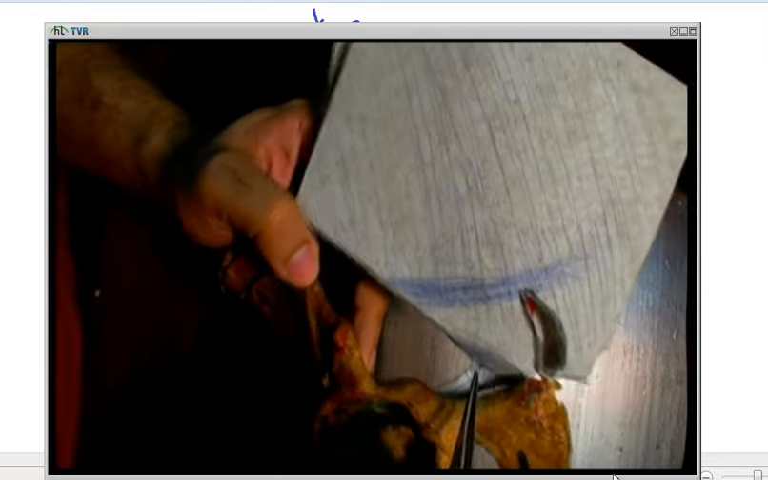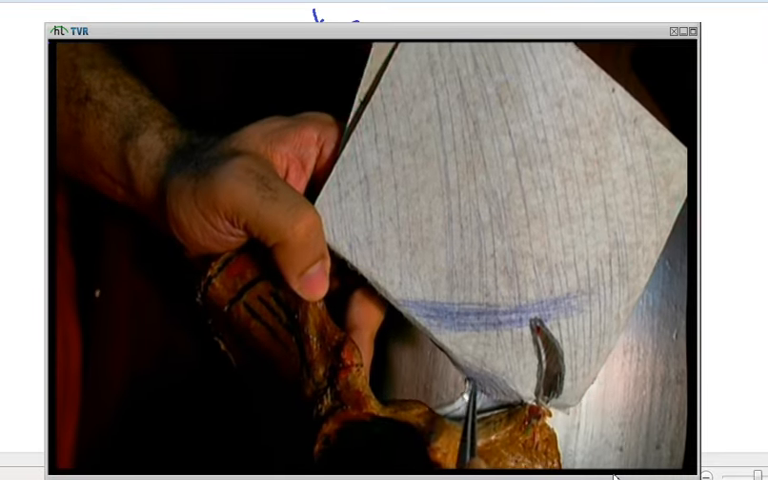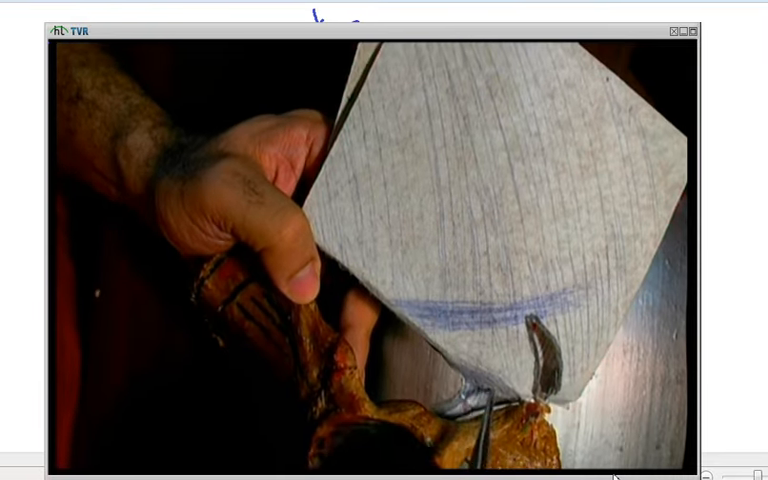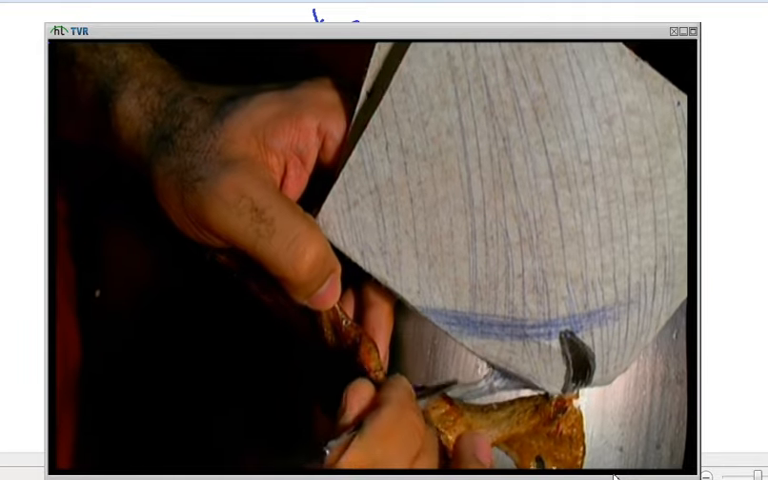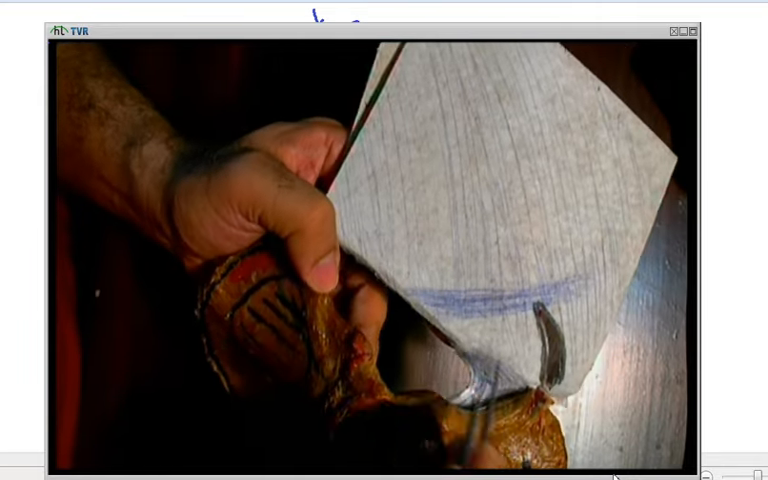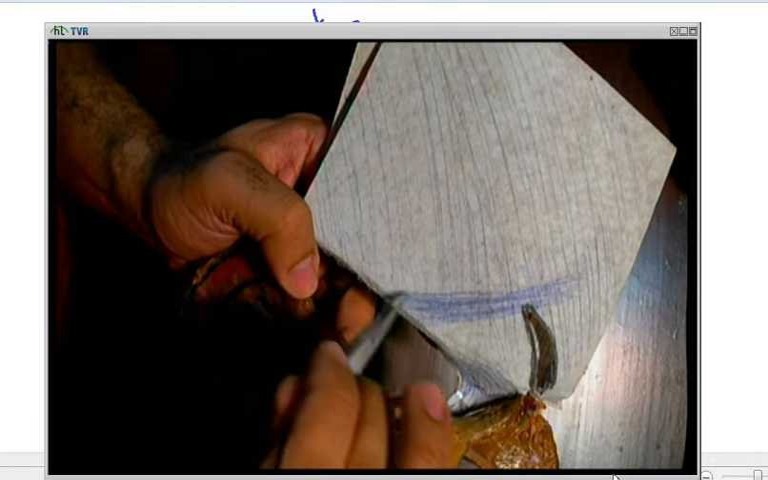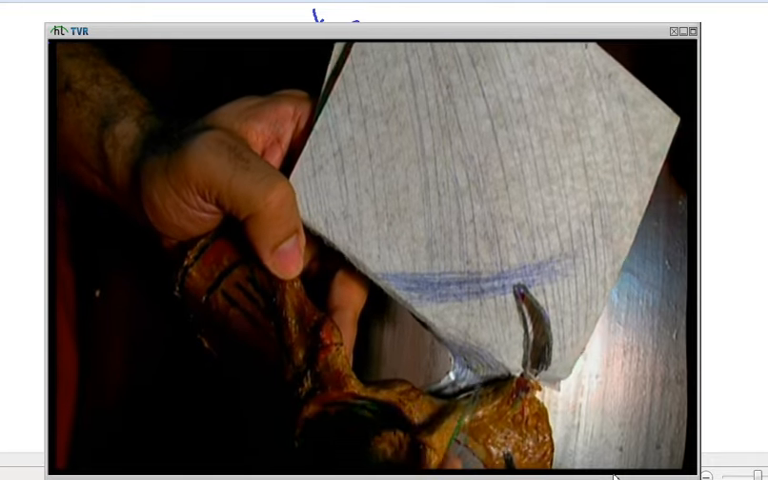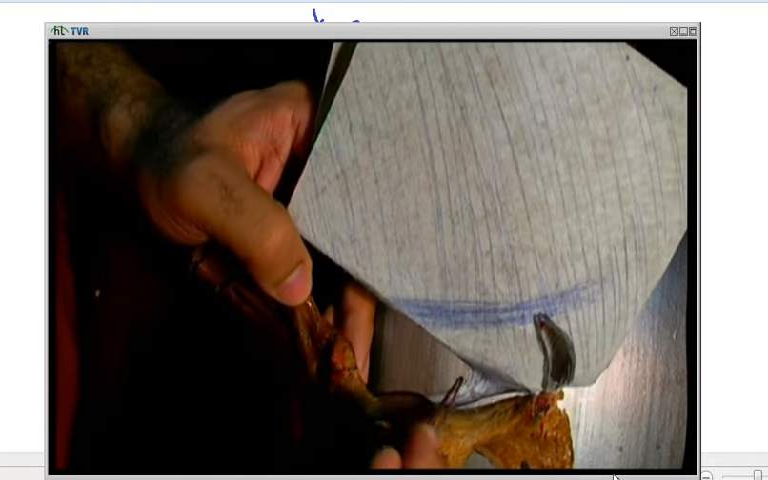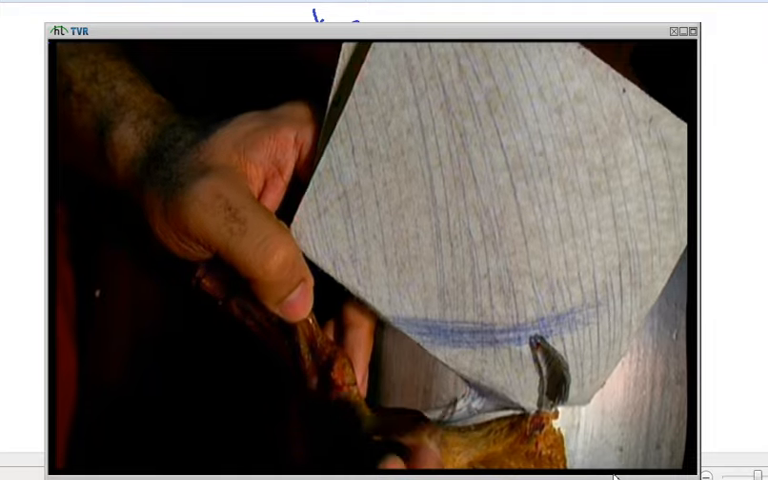Also, we have expansions of the inguinal ligament in the medial part. We call this part the lacunar ligament, and the pectineal ligament here. All these are parts of the inguinal ligament. This is the main part of the inguinal ligament, we call it the inguinal ligament proper. And this is the lacunar ligament. This is the pectineal ligament here.